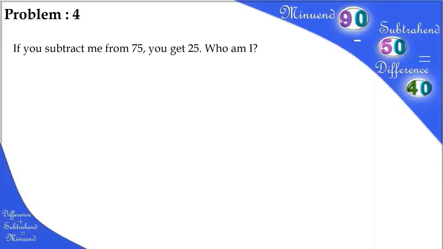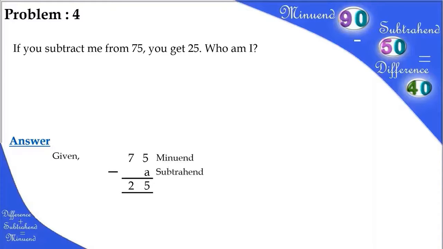Now problem 4. If you subtract me from 75, you get 25. Who am I? Answer. We will take the number as A. They have given 75 minus A is equal to 25. Here 75 is minuend, A is subtrahend, 25 is difference. What we will do if we need subtrahend? We will minus minuend and difference.